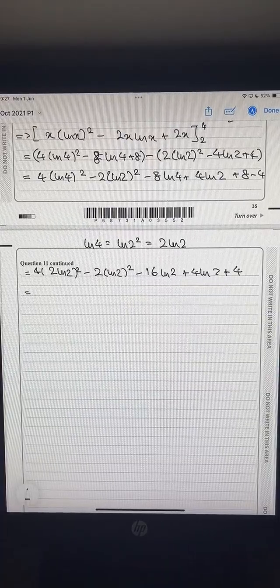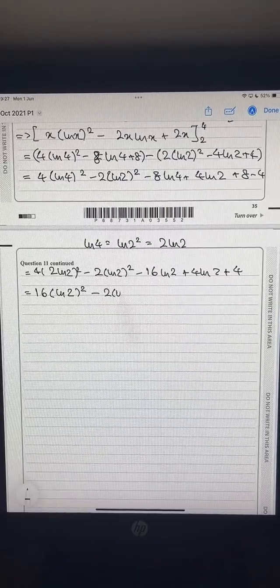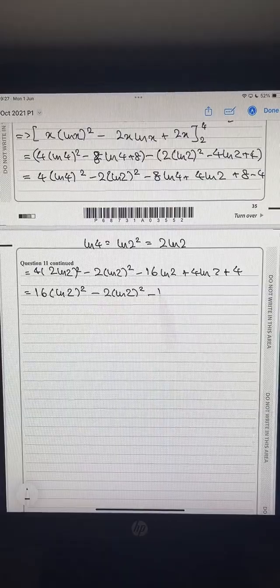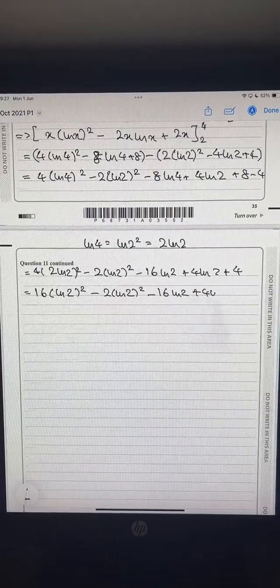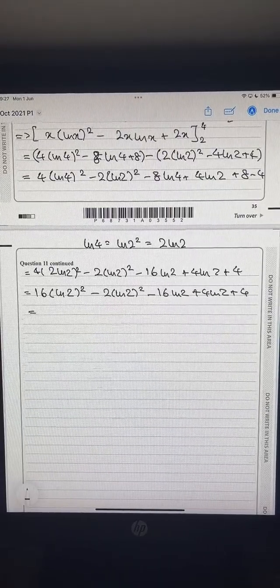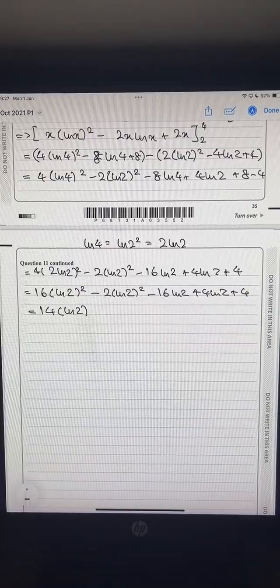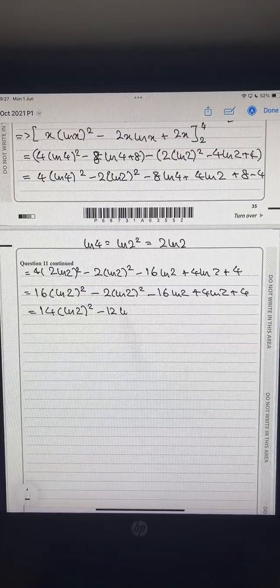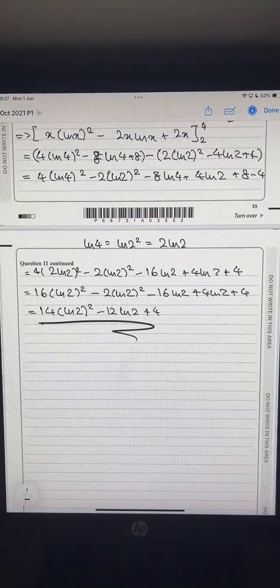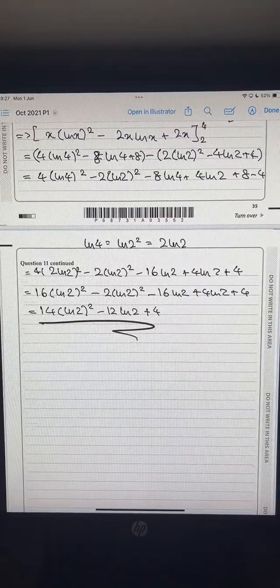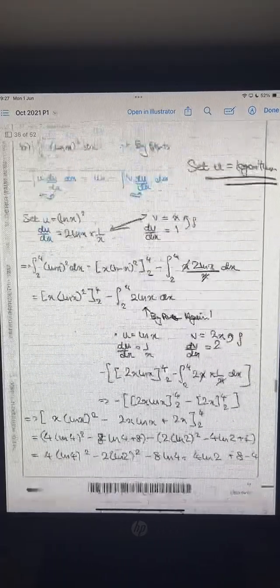Now all I have to do is clean up. This is the nice part. So I need to do, hold on, I made a little mistake. No, I did not. Then I just need to do 16 of ln 2 squared minus 2 ln 2 squared minus 16 ln 2 plus 4 ln 2 plus 4, and that's going to be equal to 14 lots of ln 2 squared minus 12 ln 2 plus 4. And that is my answer in the form that they wanted it in.